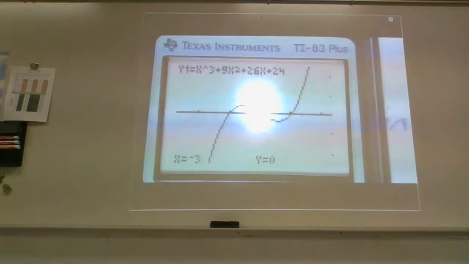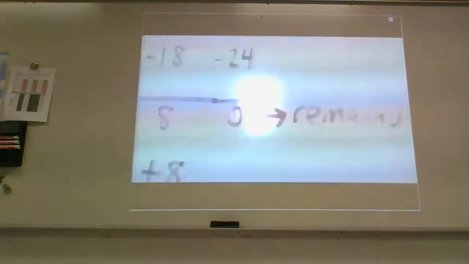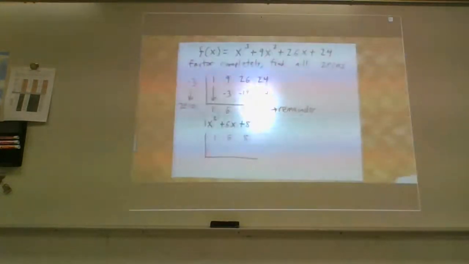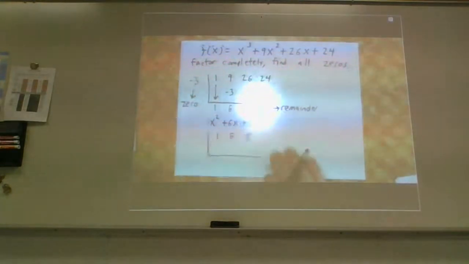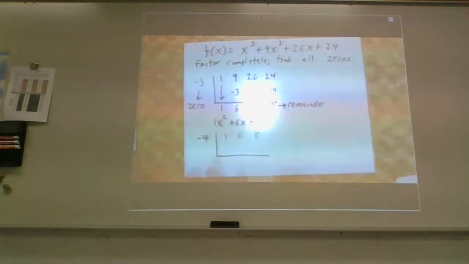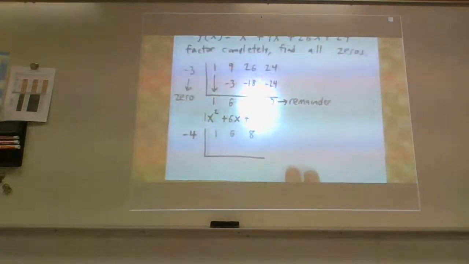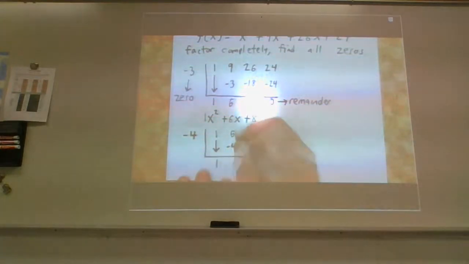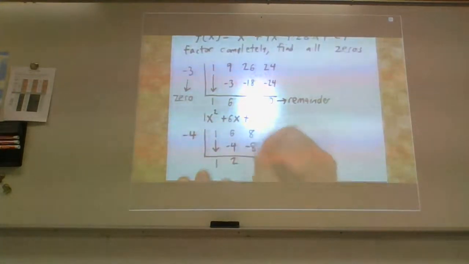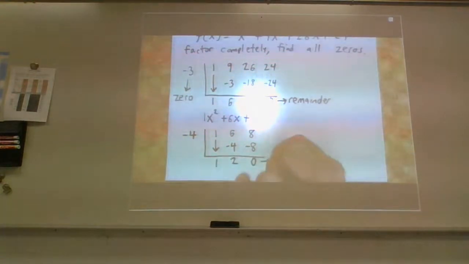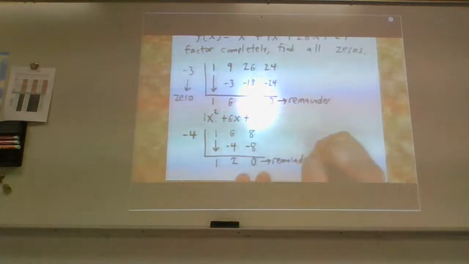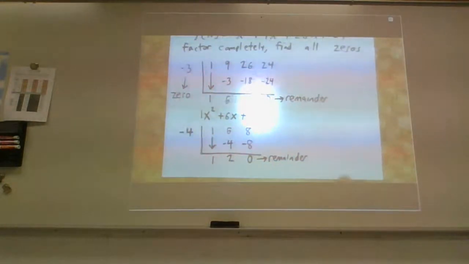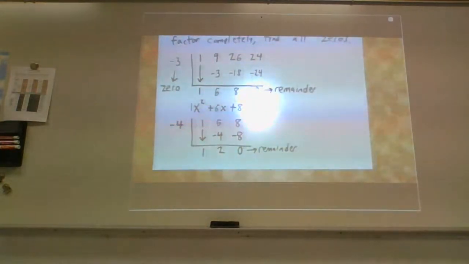You need to prove it. Here's how you prove it. Zooming out. Let's try the -4 first, since that was the first number that was shouted. So, down comes the 1. Multiply. Add. Multiply. Add. That is your remainder. You have proven that -4 works as a 0 of the function. Proven.